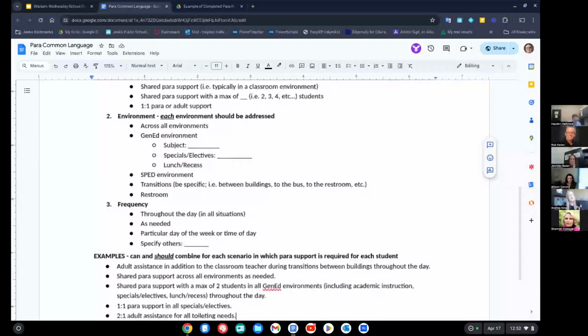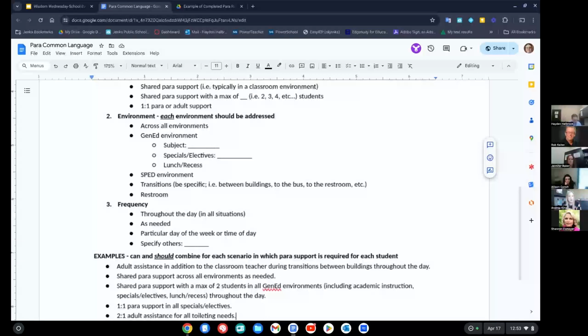And then the frequency is also a consideration for IEP teams. So is it throughout the entire day? Does the student need para support? Is it just during lunch, specials, recess, those unstructured times? Is it just in the morning, afternoon? Looking at the frequency to, again, help teams support that student as best as possible.